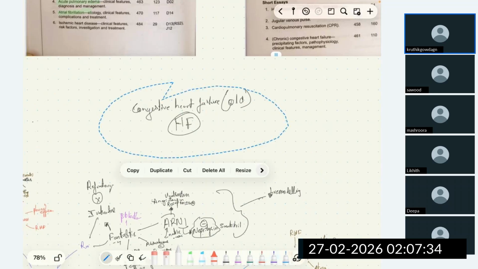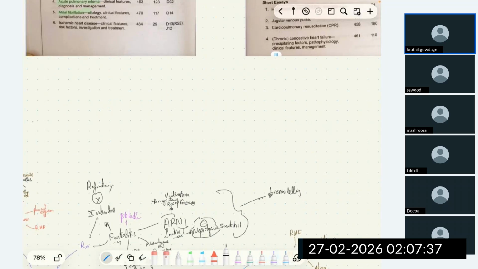What is heart failure? Heart failure or cardiac failure is a pathophysiological process in which the heart as a pump is unable to meet the metabolic requirements of the tissue for oxygen and substrates, despite the venous return being normal or increased.